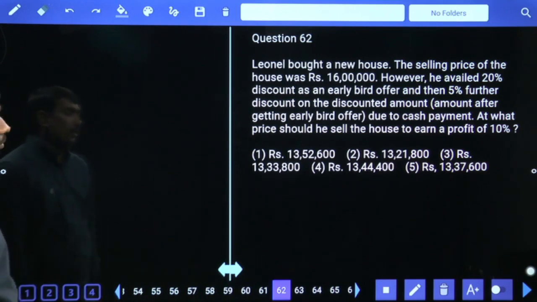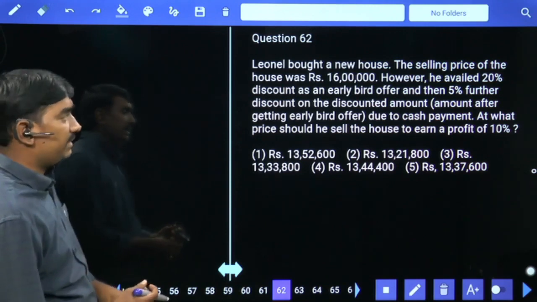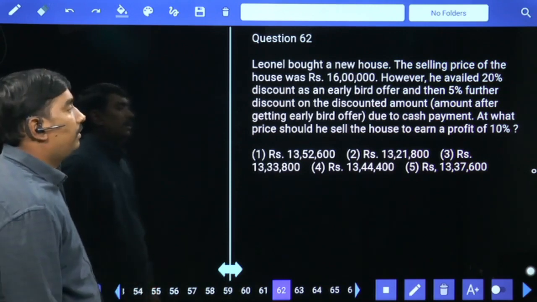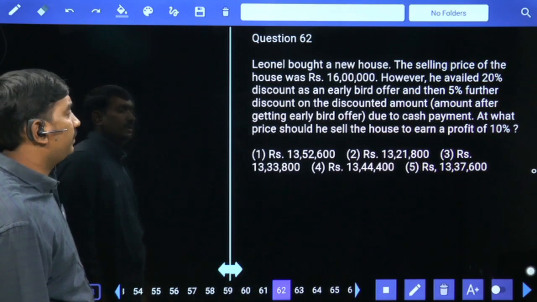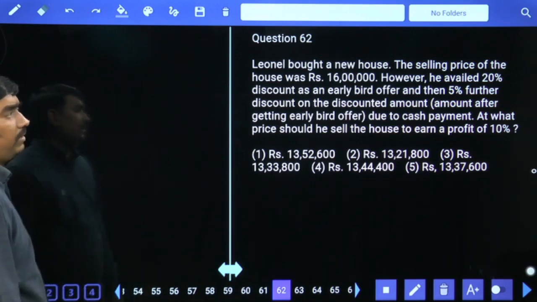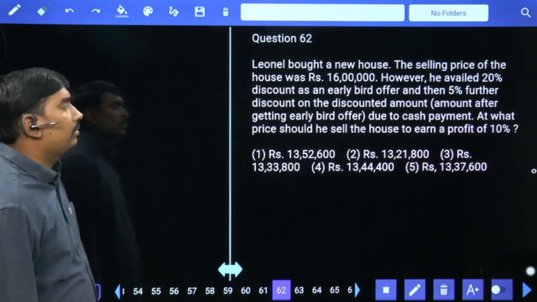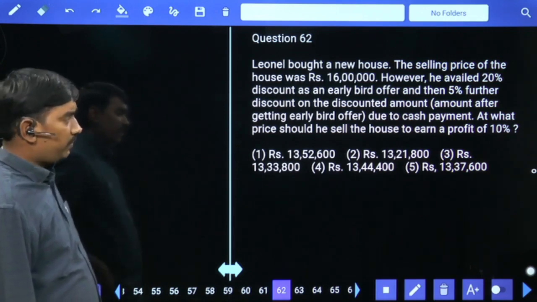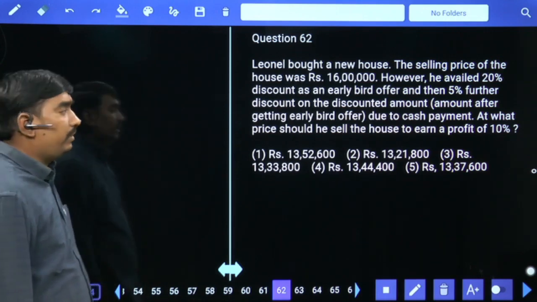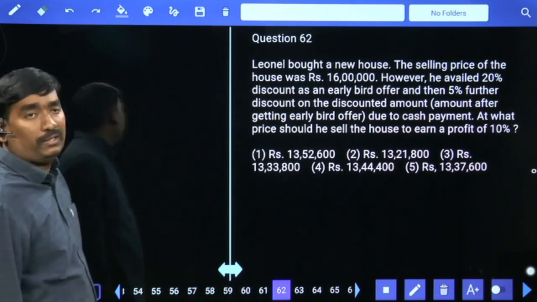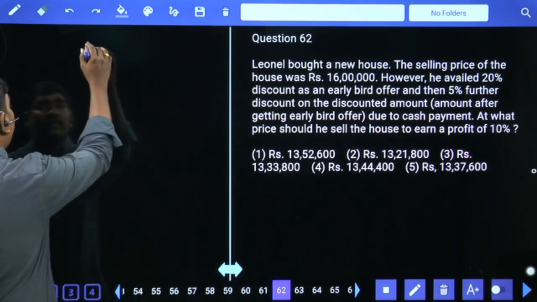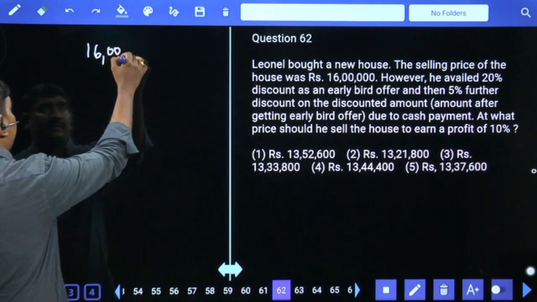Lionel bought a new house. The selling price of the house was 16 lakhs. However, he availed a 20% discount as an early bird offer and then 5% further discount on the discount amount due to cash payment. At what price should he sell the house to earn a profit of 10%? Initial price is 16 lakhs.